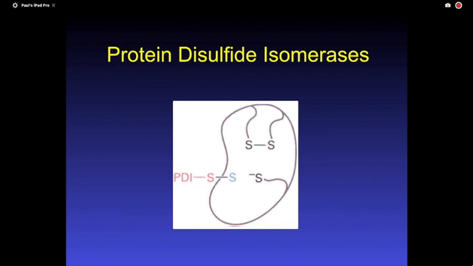Okay, much more stable, less strain, and that would move that second disulfide over so that it can react with the sulfur that it's supposed to be and release the chaperone or the isomerase. Okay, and now I've shuffled.